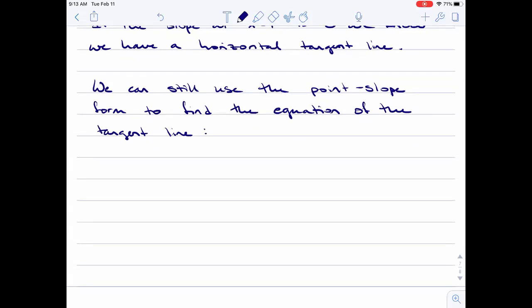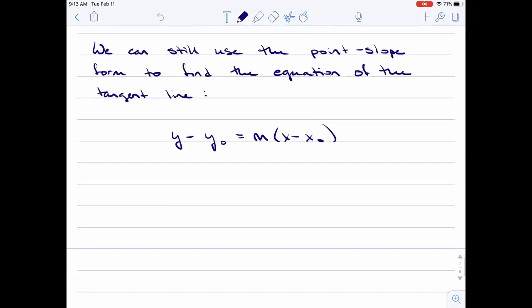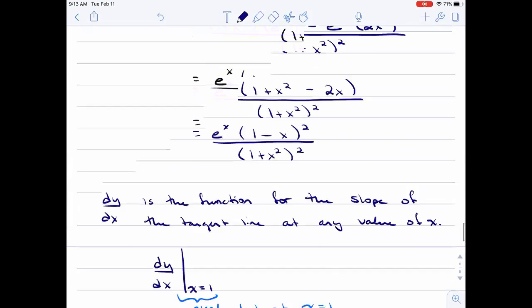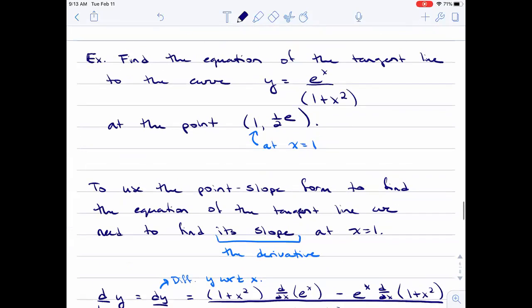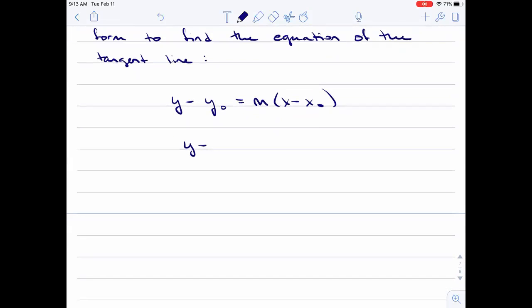Another one of those things that you should probably just memorize. y minus y naught is m times x minus x naught, where x naught, y naught is the point that you know, and m is the slope. So the point that we know is y minus, and then it was 1/2 e, or e over 2 if you prefer. y minus e over 2 is the slope 0 times x minus 1.